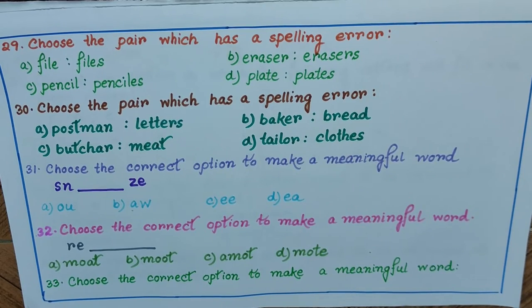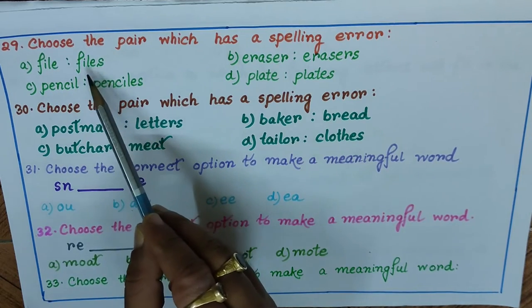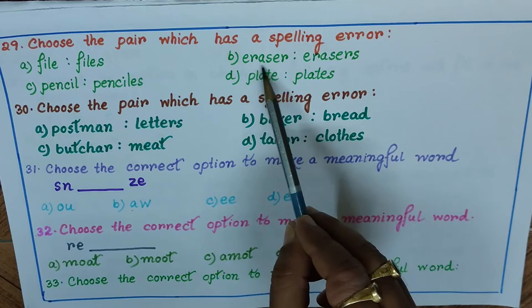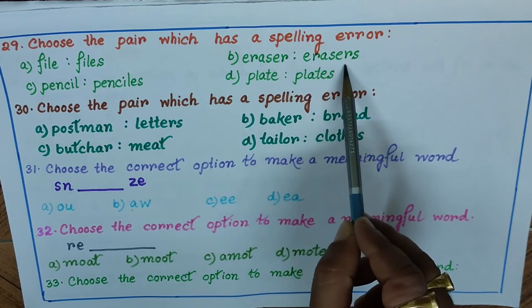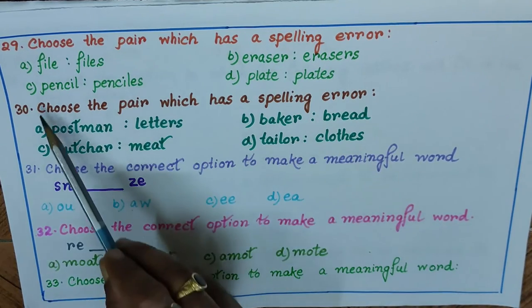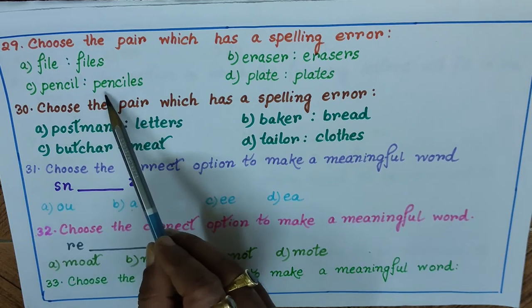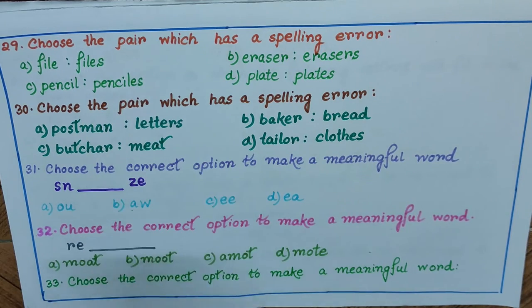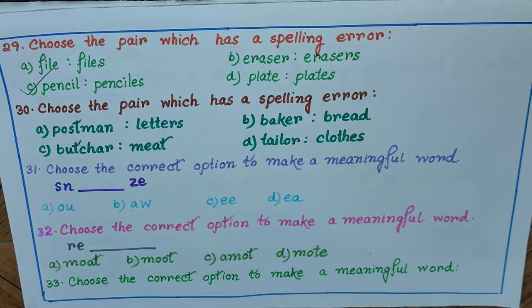Now we will go to question 29. Choose the option which has a spelling error. A, F-I-L-E-S, files. B, E-R-A-S-E-R, eraser. So A and B are right. C, pencil, P-E-N-C-I-L, P-E-N-C-I-L-E-S. This is wrong. Pencils is P-E-N-C-I-L-S. So answer C is the right answer. Question 30. Choose the option which has a spelling error.